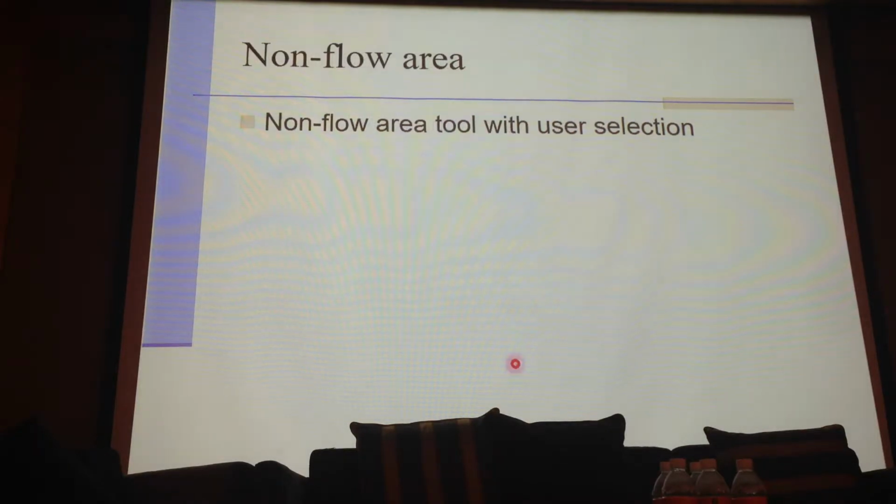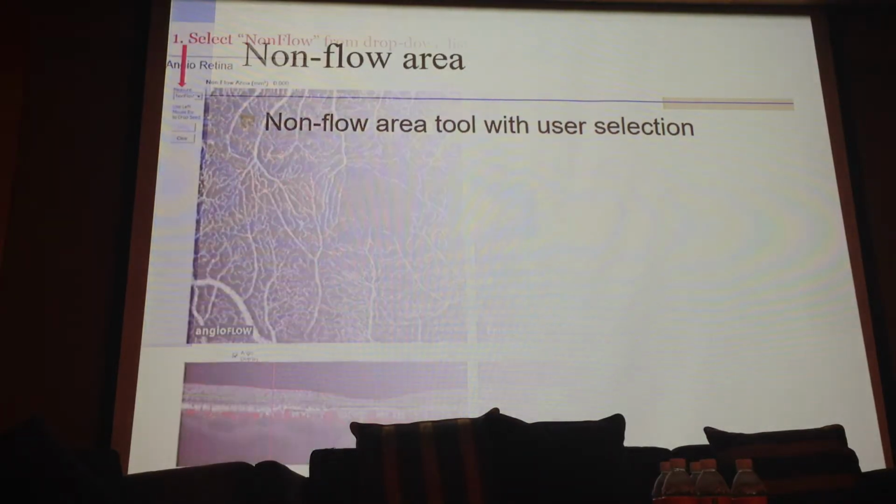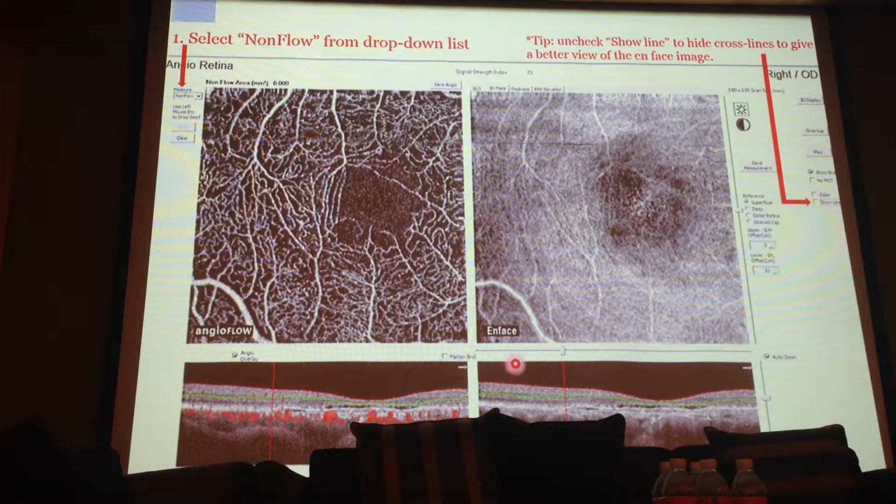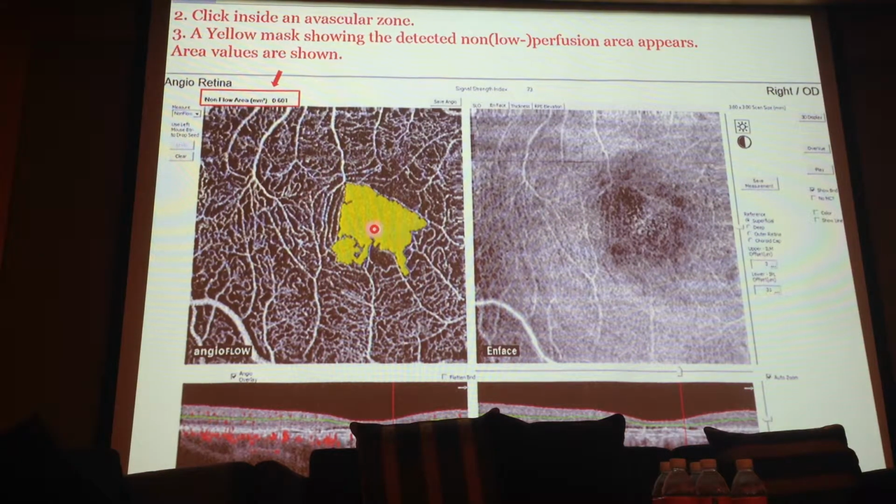The second interesting feature is non-flow area, to detect the area with no flow. For example, I click measurement and I choose non-flow. Then it's easy to use. I just single click into the dark zone. For example, I click into the FAZ. The yellow mask will be generated automatically, following the boundary of the vessel. Then it gives us the number of the non-flow area in millimeter square.